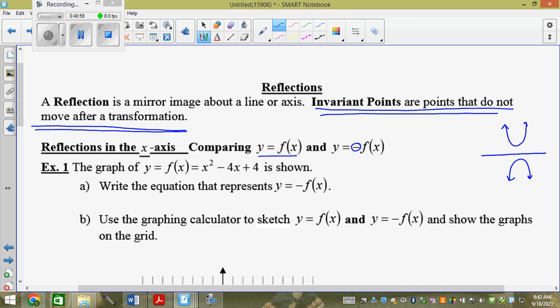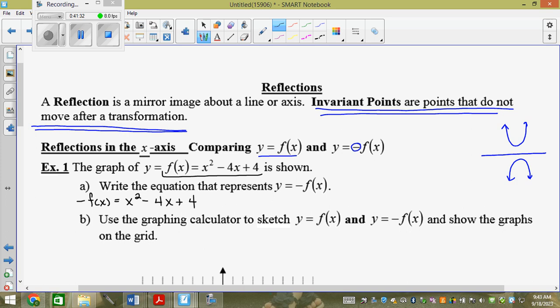Now, here it says y equals f of x equals x squared minus 4x plus 4. They're saying, well, f of x becomes negative f of x, correct? So if my equation is f of x equals this, and they want negative f of x, well, all I do is I take this f of x, and I put a negative sign in front of it, right? That's what they want. They want negative f of x instead. So I'm going to get negative f of x equals x squared minus 4x plus 4.